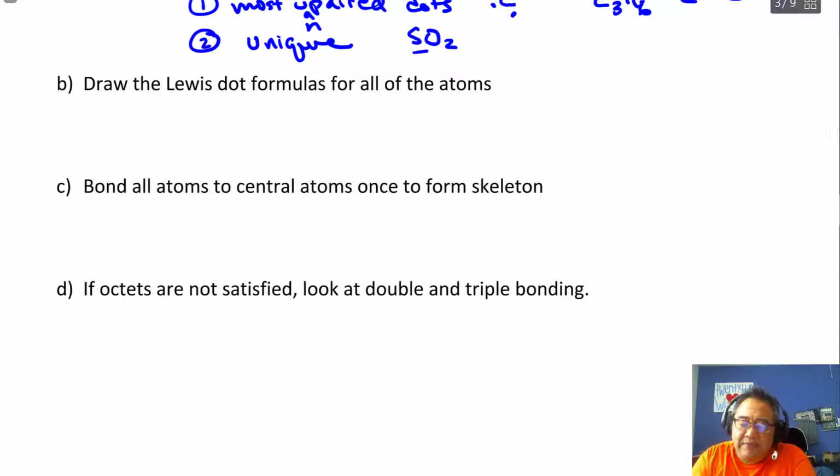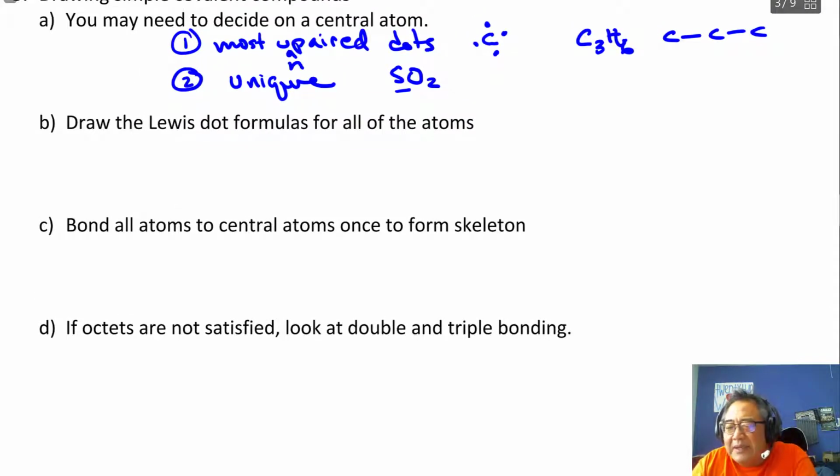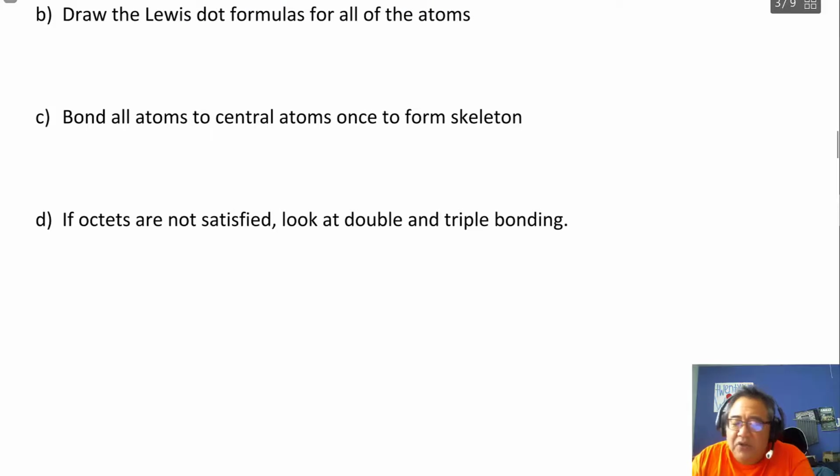Then the next thing you have to do is draw the Lewis dot formulas for all atoms. Now you may have already done that because you had to decide which one had to be in the middle, but if it didn't have one in the middle, you would have had to draw all the Lewis dots. And then you bond all the atoms to the central atom once, because there's no reason to draw it in a Lewis structure if it's not bonded to it, because we're looking at the structure of how atoms bond to make molecules. So if it's in the formula, it's connected to something. And so typically, you're going to bond all the atoms to the central atom to form a skeleton. And then if you don't have octets, right, then you look for double and triple bonds.